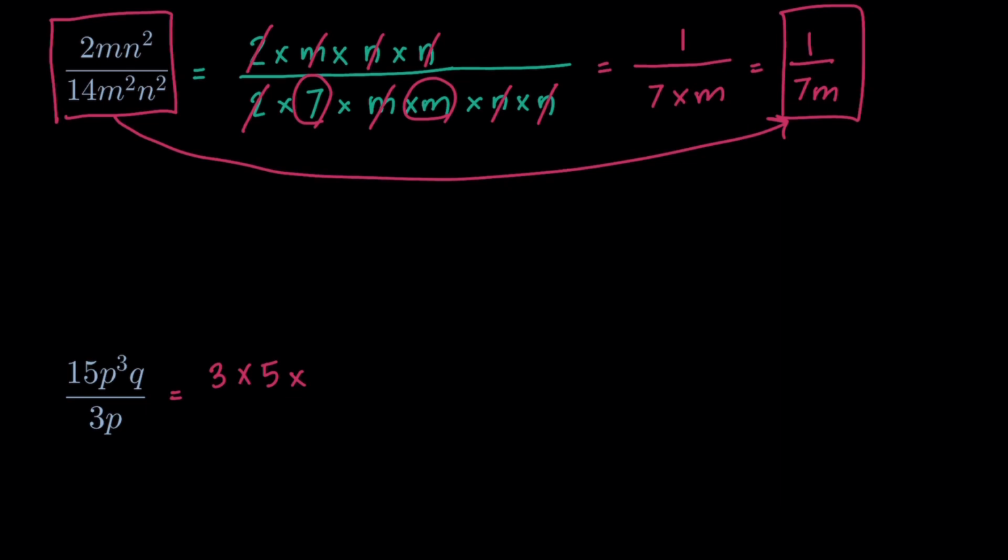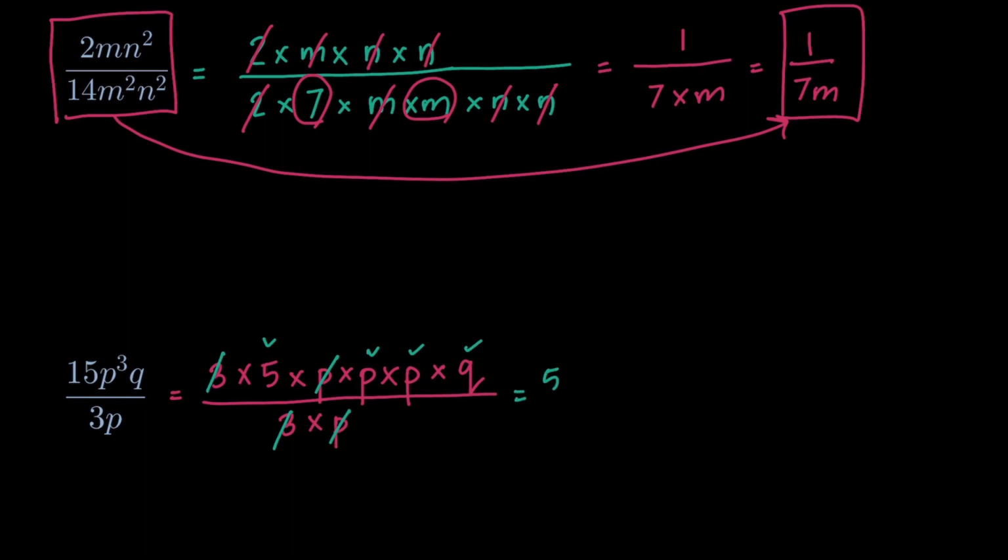P cubed means p times p times p. So write it out, and the q. 3p means 3 times p. And now we're going to look at the factors and see if there's anything in common. We see the 3 on top, 3 on the bottom, so we will cancel those out. And we see a p and a p. And what are we left with? We're left with the 5, p, and q.